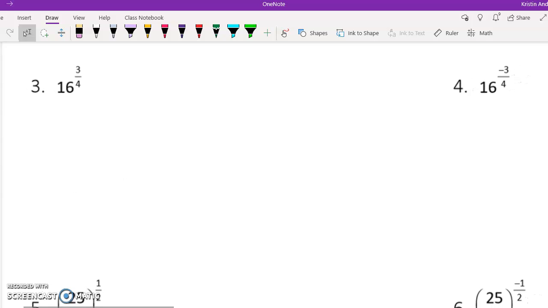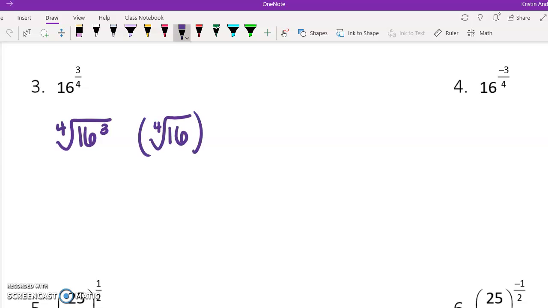16 to the 3/4. So that's positive, so I leave it where it's at, and I'm just going to rewrite it as a root, which is the 4th root of 16 cubed. You can do this like the 4th root of 16 and then cube it, or you could do 16 cubed, whatever that is, and then take the 4th root. But usually people don't know what that is because it's a larger number and we're not familiar with those. So I'll do the 4th root of 16 first, and then I'll cube that answer because this is going to break it down into a smaller number.